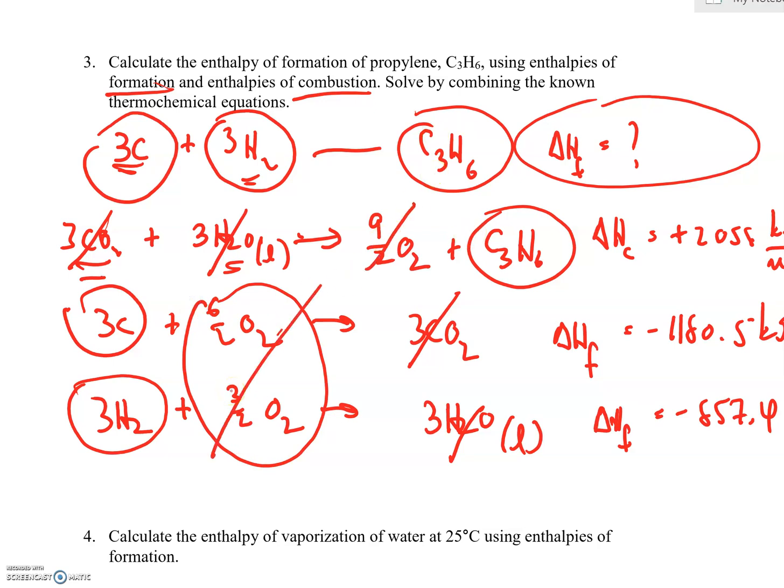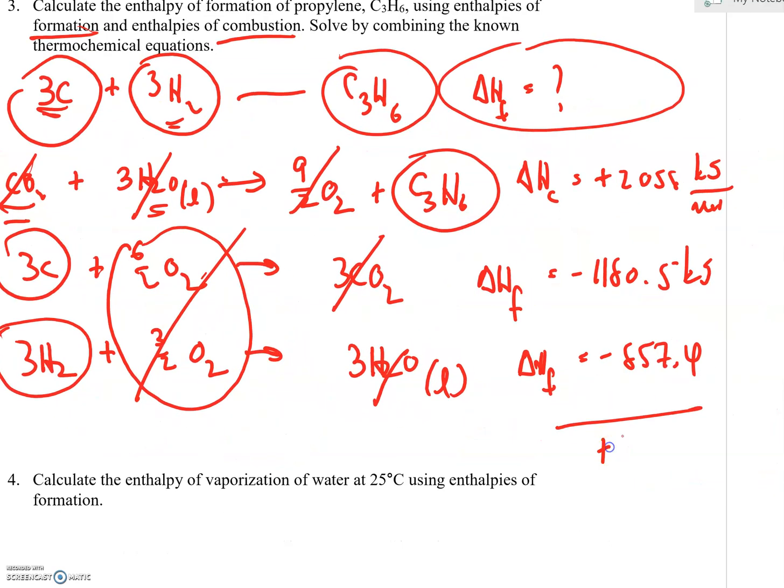It's just a bookkeeping method. All Hess's law is saying is it doesn't matter how many steps we use, as long as they are the equivalent of our target equation, and that's what we want. So let's take our 2058, we'll subtract from that our 1180.5, and from that our 857.4, and we get positive 20.1 kilojoules is the formation of propylene.